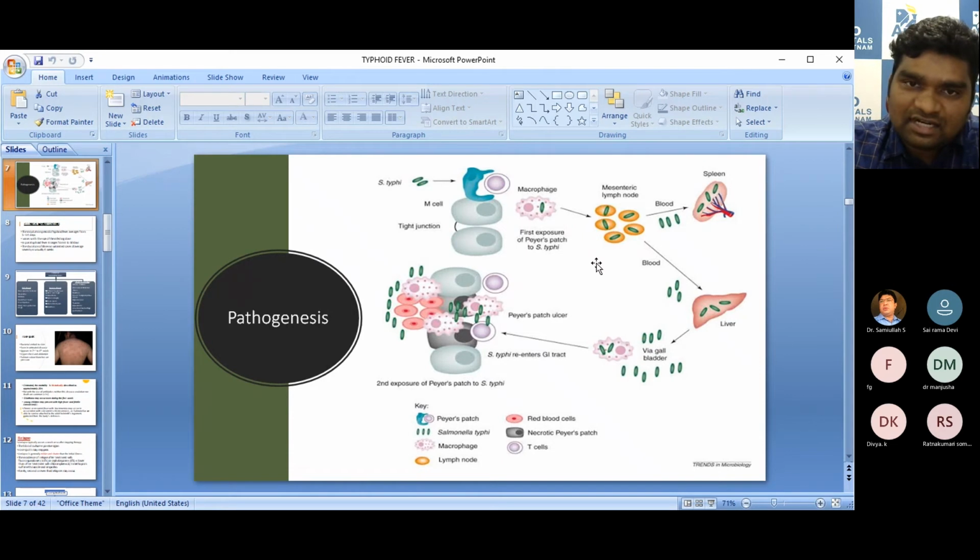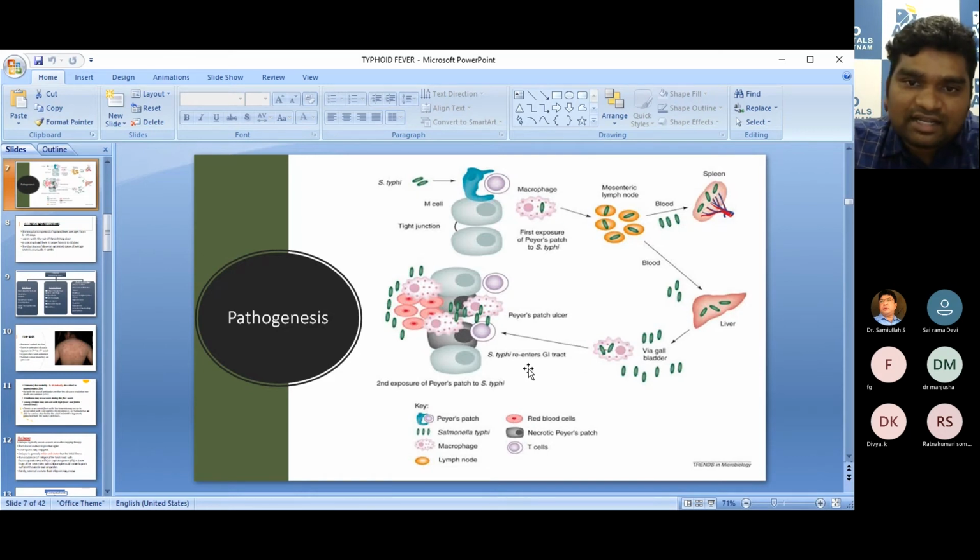Salmonella typhi first affects the M cells of the intestine. It is engulfed by macrophages, inside which it proliferates and then ruptures out of the macrophages and enters the mesenteric lymph nodes. Through the blood it enters the spleen and liver, and from the liver and gallbladder it enters the GI tract again.